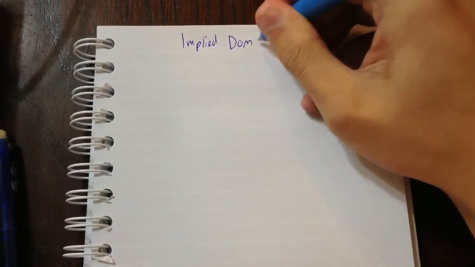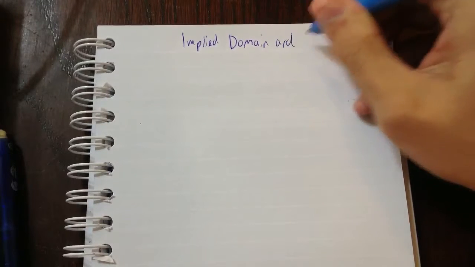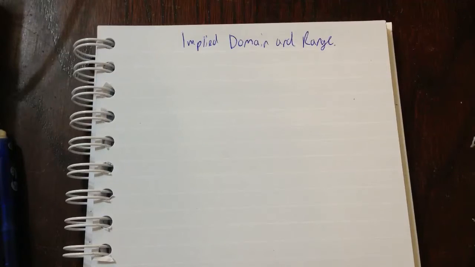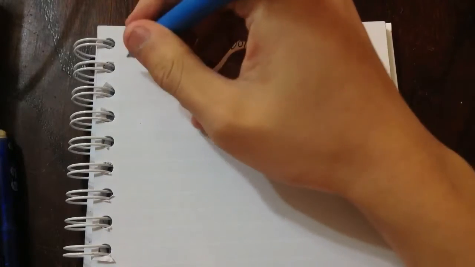Domain, and range. Okay, I want to get through all this quickly. So here's the rough summary of all of them. I'm going to try and do as much as I can.